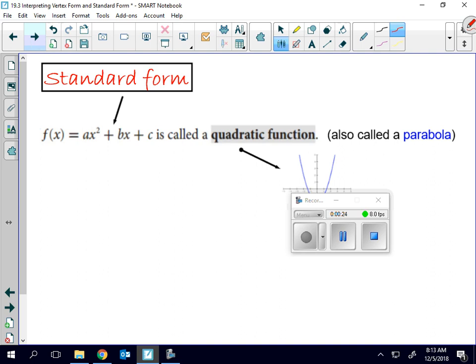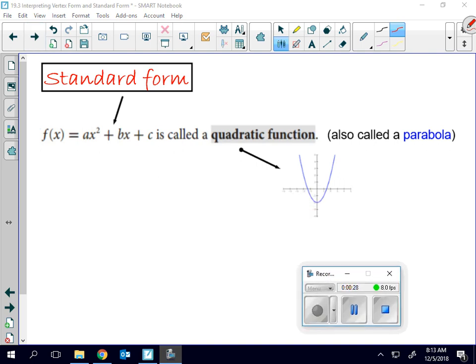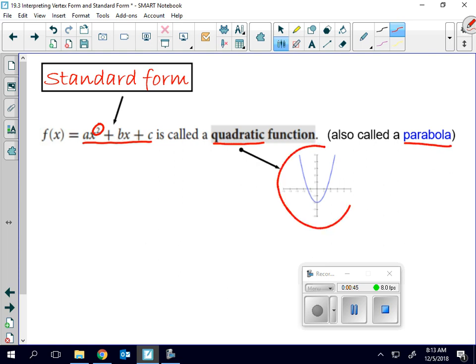Alright, so you don't have to write this one in your notes. Just please take a look at this. Remember, standard form is the one that we used when we solved our quadratics, when we used the quadratic formula. And notice the x is squared, right? That makes it a quadratic. We also call them a parabola, and of course that's what they look like, just a refresher.